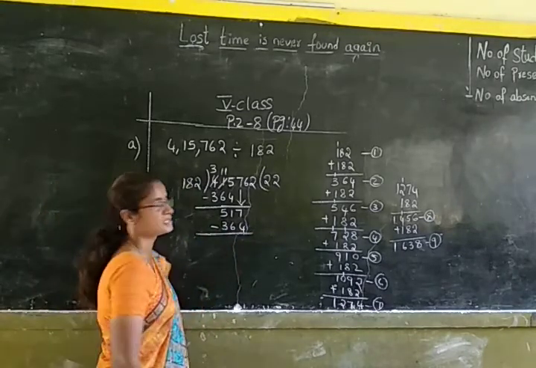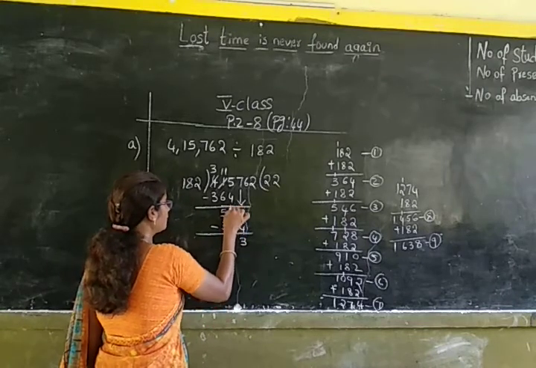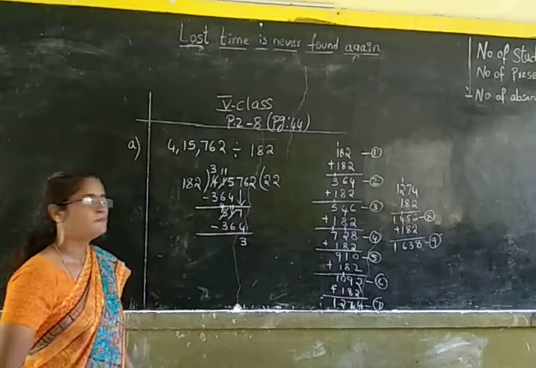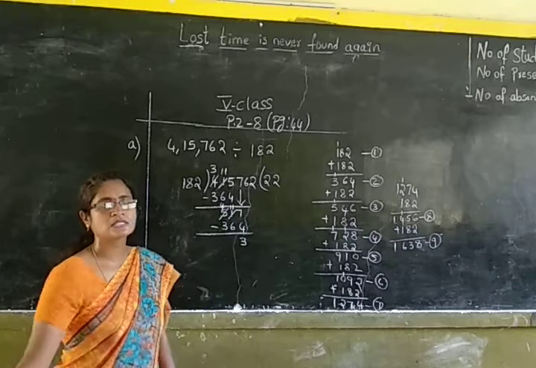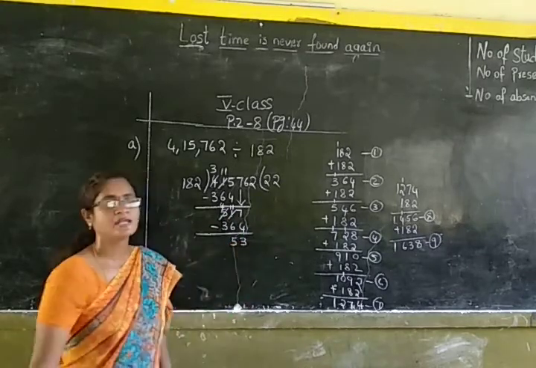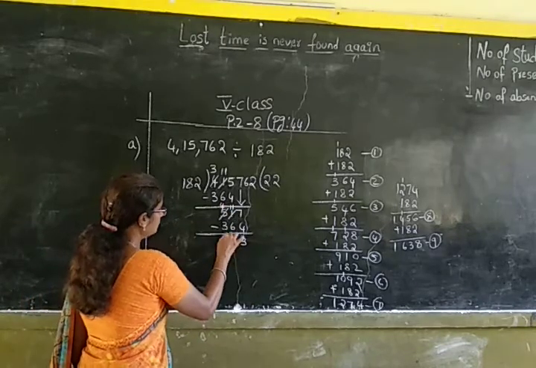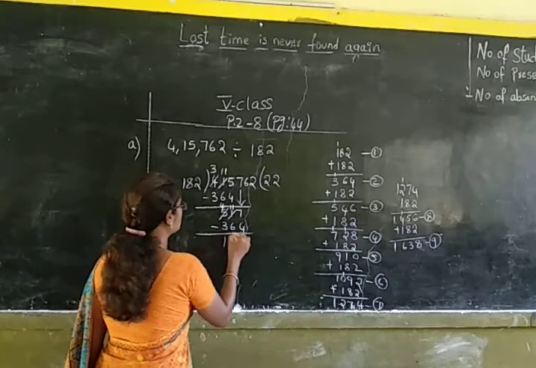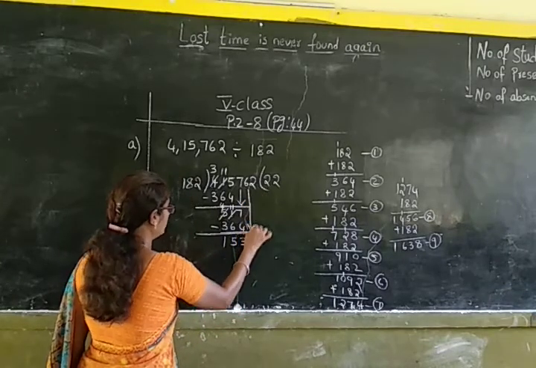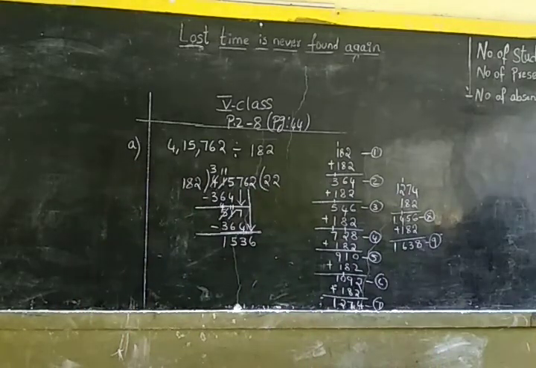7 minus 4 is how much? 3. I can't subtract 6 from 1, so I am going to borrow. 1 will become 11 and 5 will become 4. 11 minus 6 is 5. So 4 minus 3 is how much? 1. So after subtraction, I am going to bring the next number down.